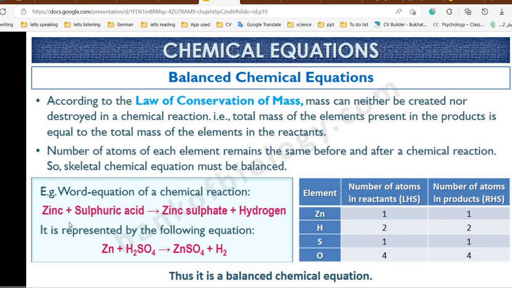Zinc with sulfuric acid will produce zinc sulfate, and hydrogen will evolve. Zinc with sulfuric acid can produce ZnSO4 plus H2. Thus, it is a balanced chemical equation.